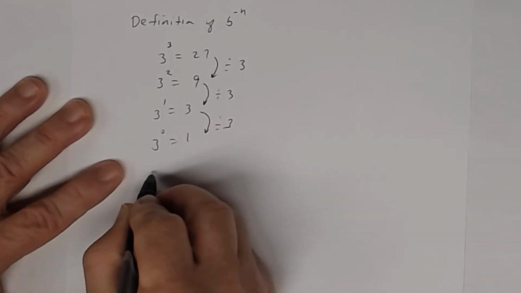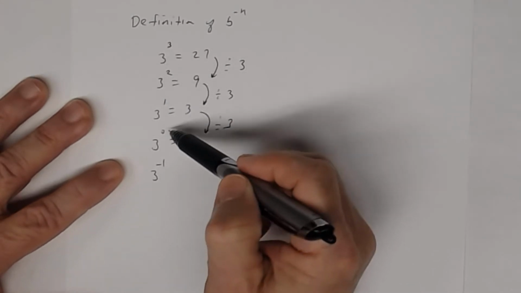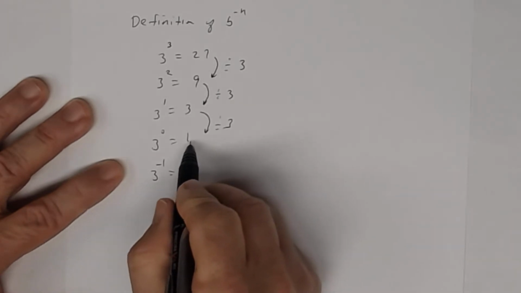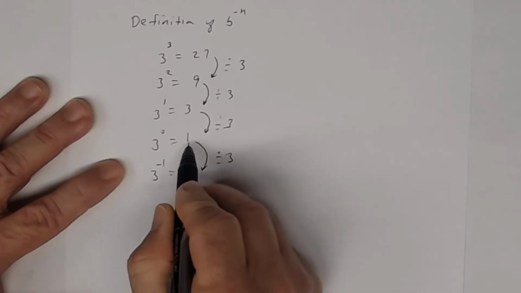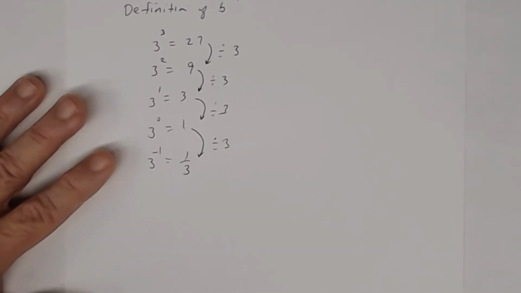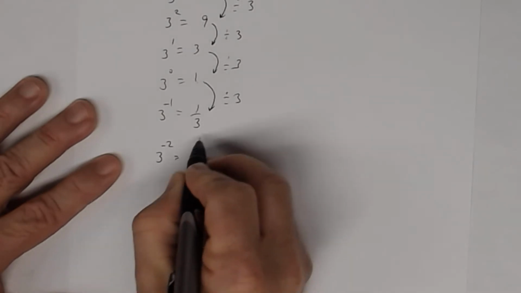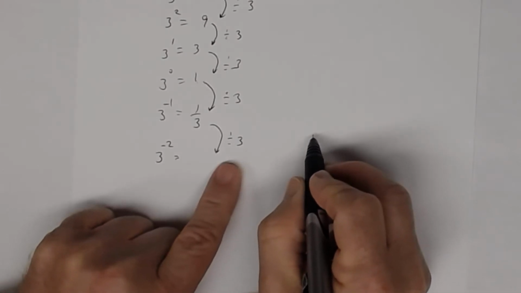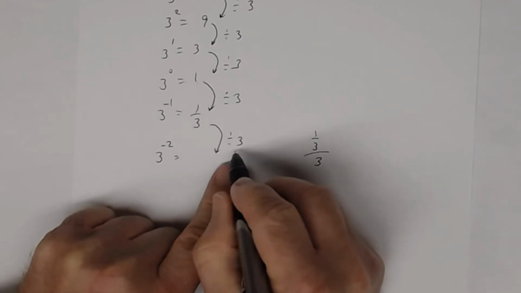But what about this now? What about 3 to the negative 1? So notice the exponents, 3, 2, 1, 0, negative 1. If I continue the pattern, then I take 1 and do what to it? I divide by 3. Well, 1 divided by 3 is 1/3. And if you continue the pattern, then I take 1/3 and divide by 3 as well. Be careful now. So 1/3 divided by 3, right? That's what this says.